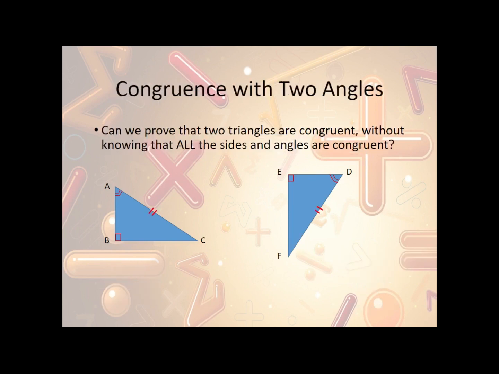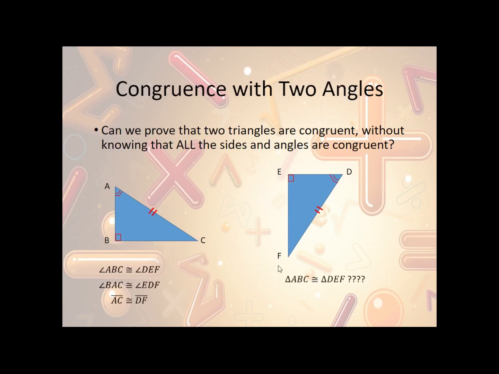Now, what if we know two angles and a side, but the side is not between them? Can we still prove that those are congruent then? So here we have angle, angle, and a side, or a side, angle, angle, however you want to look at it. So can we prove that those triangles are congruent? Well, first, let's state what we know. We know that angle ABC is congruent to angle DEF. We know that angle BAC is congruent to angle EDF, and we know that AC is congruent to DF.